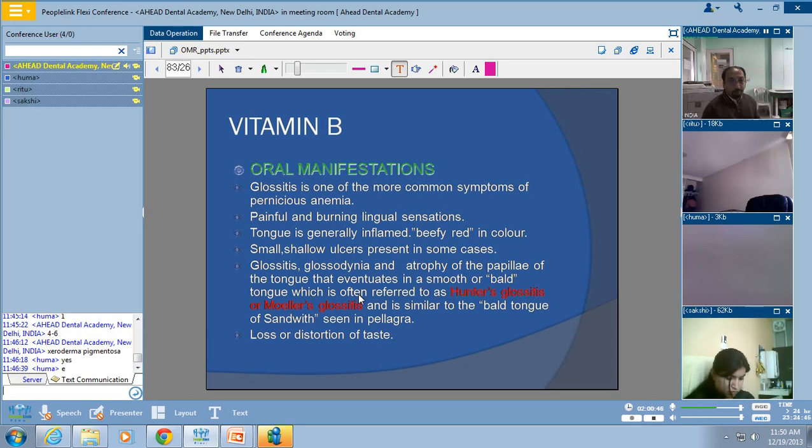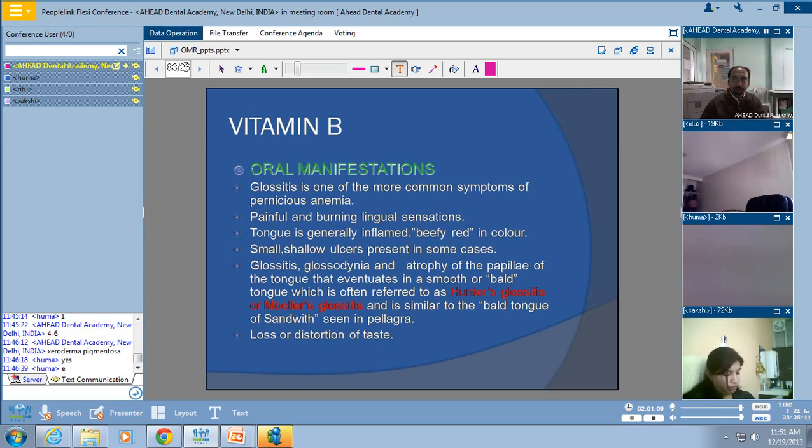Try to remember the names of the diseases. Vitamin B1 causes this, vitamin B2 causes this, B3 causes this. And for the oral manifestation, B12 deficiency causes Hunter's glossitis and Moeller's glossitis, whereas vitamin B3 deficiency or pellagra is leading to bald tongue of Sandwith. Is it clear?